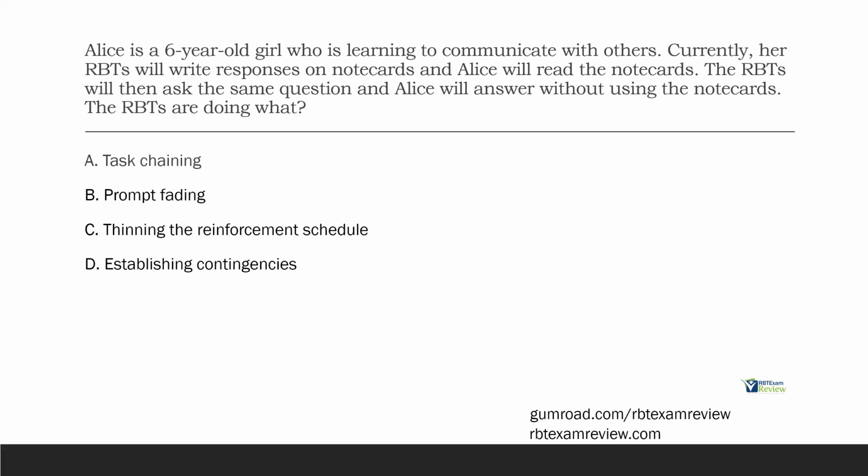Are we task chaining? Are we prompt fading? Are we thinning a reinforcement schedule? Or are we establishing contingencies? Well, we just talked about contingencies. We know we're not establishing any if-then statements. So eliminate D. We're not task chaining, okay? We're not stringing together steps to create some final behavior. That leaves us with B and C. Are we thinning any reinforcement schedule? No, there's no evidence of any sort of reinforcement schedule in this question. The RBTs are prompt fading, okay? That's how you transfer stimulus control. You fade your prompts by removing the note cards. You are removing the prompts. In other words, you are fading that prompt.